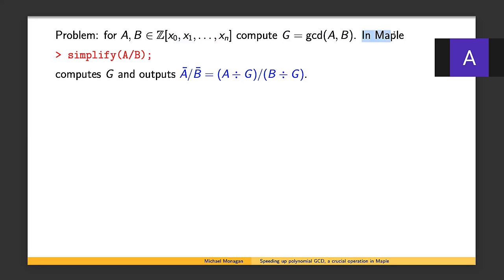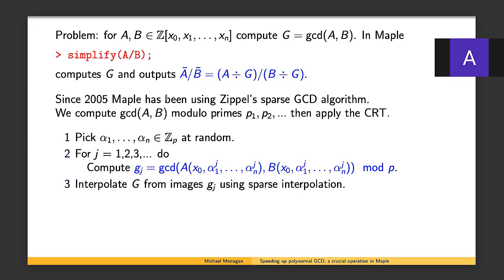This happens every time in Maple when you simplify a fraction of 2 polynomials, or more generally a fraction of 2 formulas. Maple computes the greatest common divisor G, and outputs the simplified fraction, A bar over B bar, which you get by dividing the numerator A by G and B by G. Maple has had polynomial greatest common divisor code since its very beginning. In 2005, Maple started using Zippel's sparse GCD algorithm, and I want to give you an outline of it.